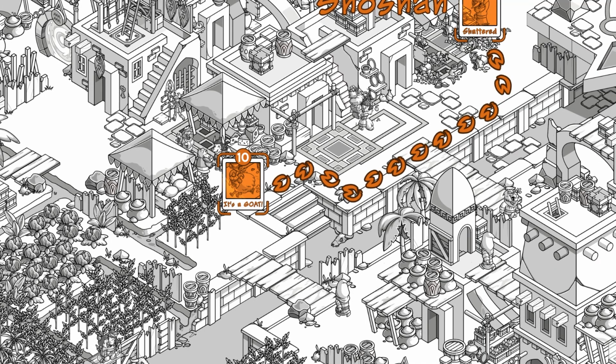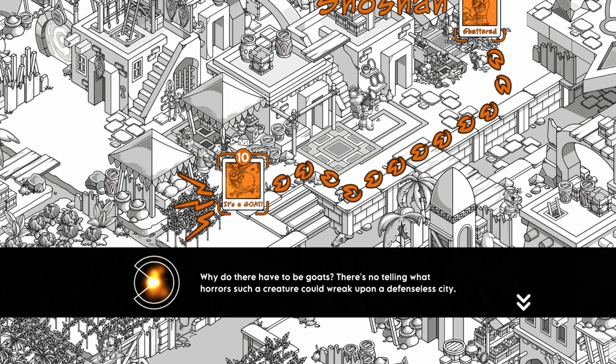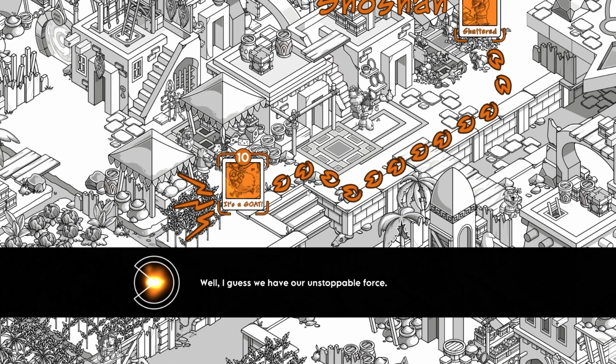It's a goat! There! A villain to be reckoned with. A destroyer of stalls. A goat? Why do there have to be goats? There's no telling what horror such a creature could wreak upon a defenseless city. Well, I guess we have our unstoppable force.